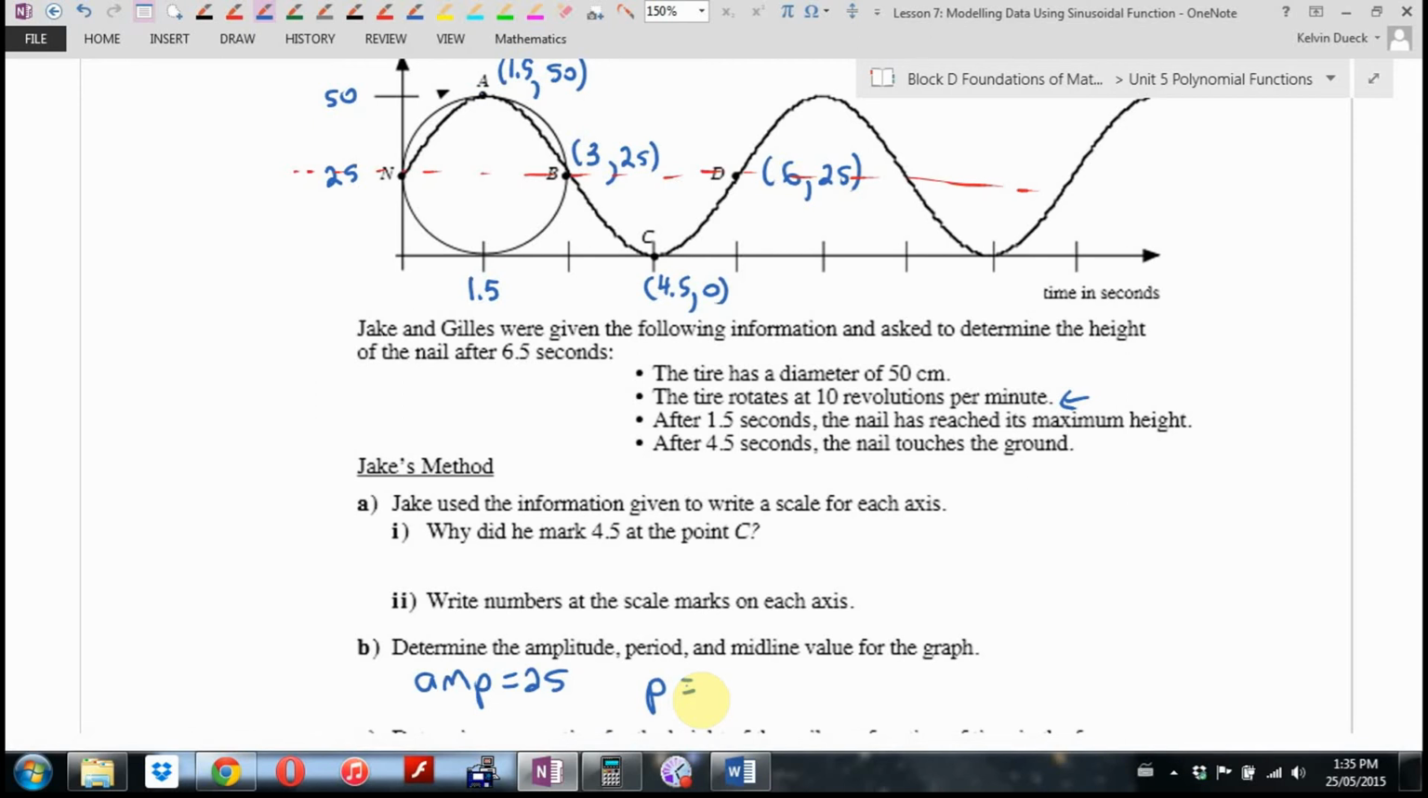How long to go around once? What did we say? You guys answered this already. What's the period? 6 seconds. What's the midline?